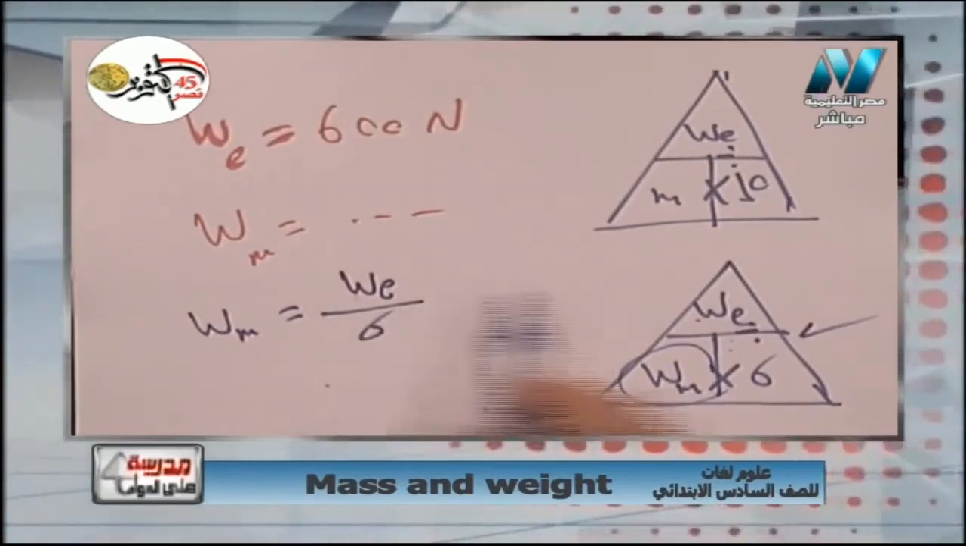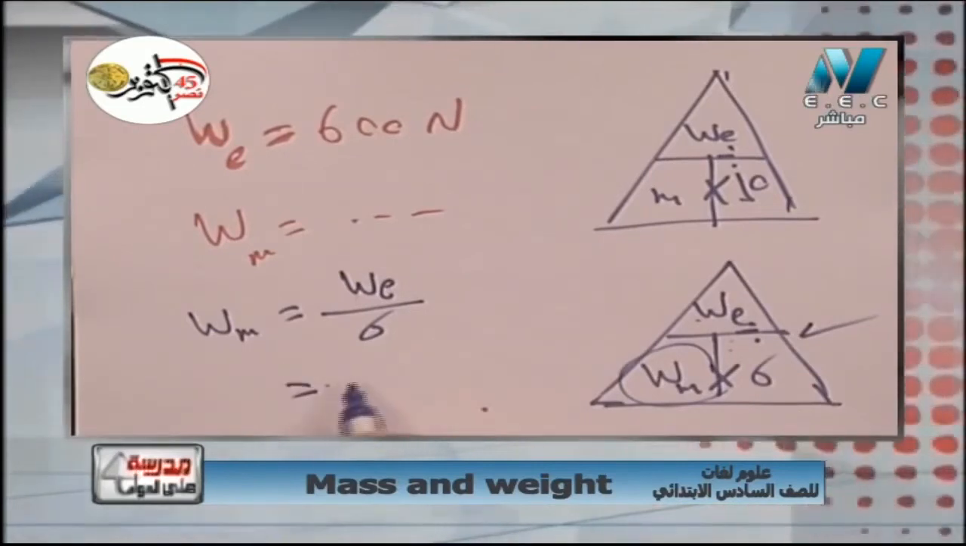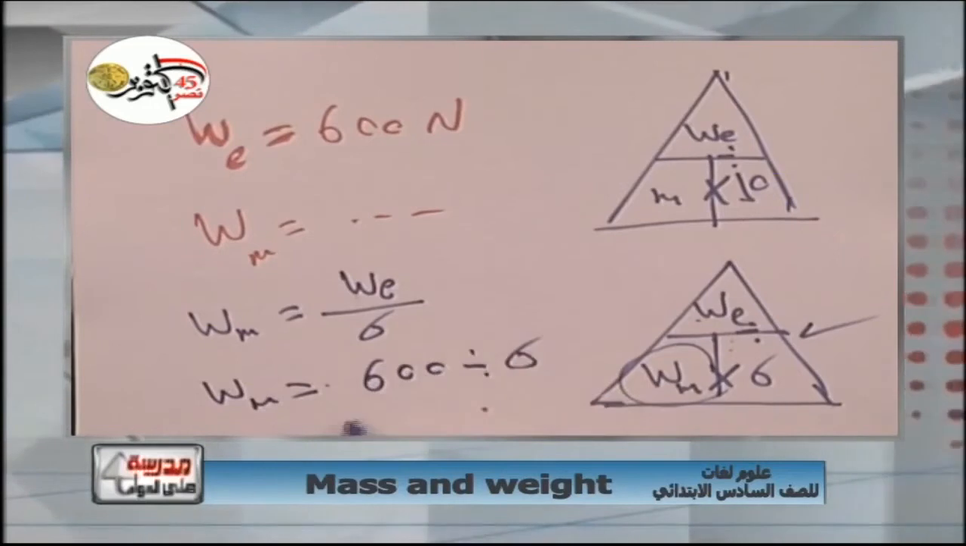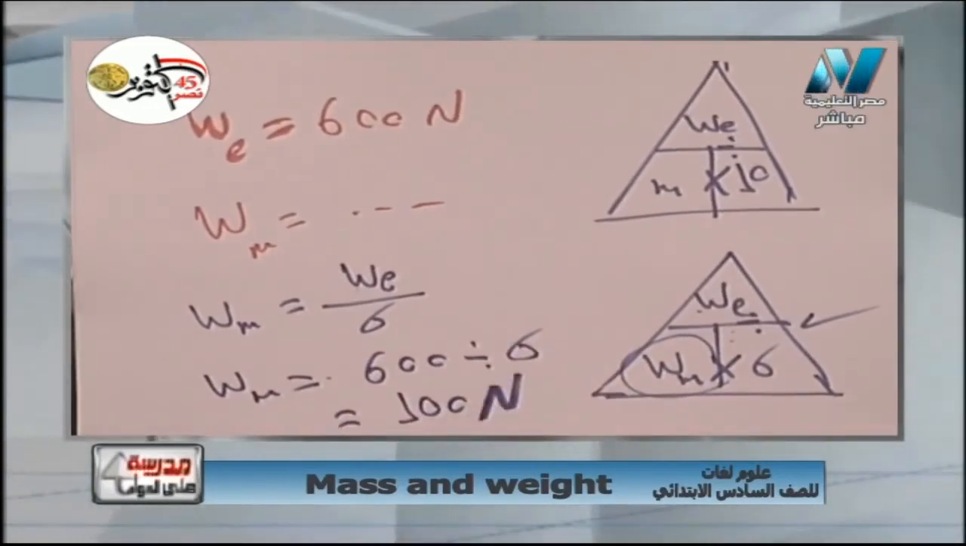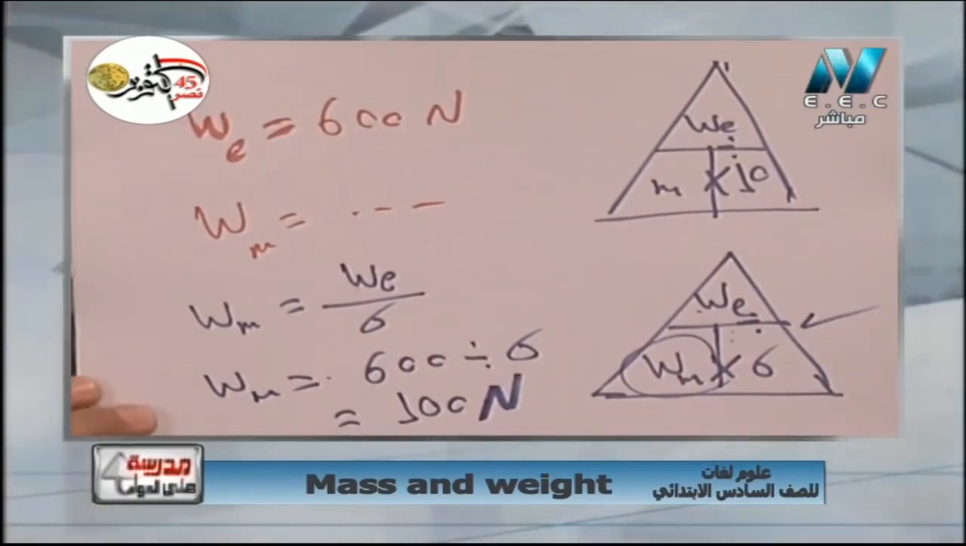ممكن نكتب divide كده او divide زي ما اتعلمناها كتير قوي في الماس اللي هي division sign. so it will be weight on the moon equal 600 divide 6 equal 100 what? 100 Newton again. Why? Because I said more and more weight is measured by Newton, but mass is measured by kilogram. So now let's practice more example or more questions about mass and weight, like correct the underlined word, scientific term, and complete, and so on.